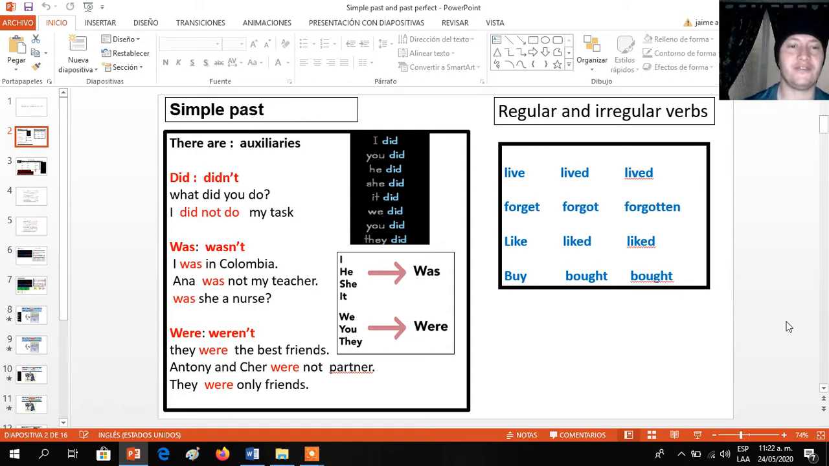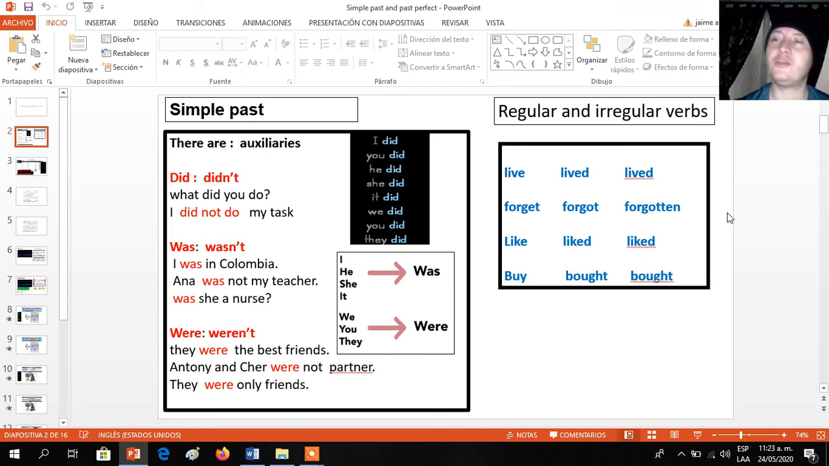And interrogative, was she a nurse? Was she a nurse? And the other is were, or weren't in negative, were in affirmative. They were the best friends. Anthony and Cher were not partners. They were only friends. Pay attention, guys. In this part, we have to keep in mind to use the auxiliary with these personal pronouns. I, he, she, or it with the auxiliary was. And we, you, they with the auxiliary were.